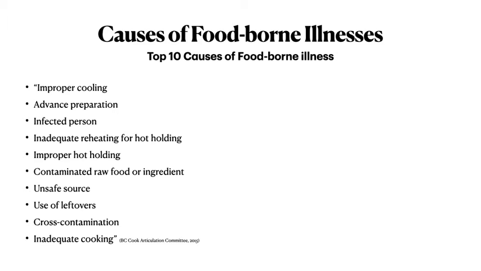These are them listed: improper cooling, advanced preparation, infected person, inadequate reheating for hot holding, improper hot holding, contaminated raw food or ingredient, unsafe source, use of leftovers, cross-contamination, and inadequate cooking. As you can see from this list, foodborne illnesses are highly preventable, which is why it is so important for us to have this presentation.